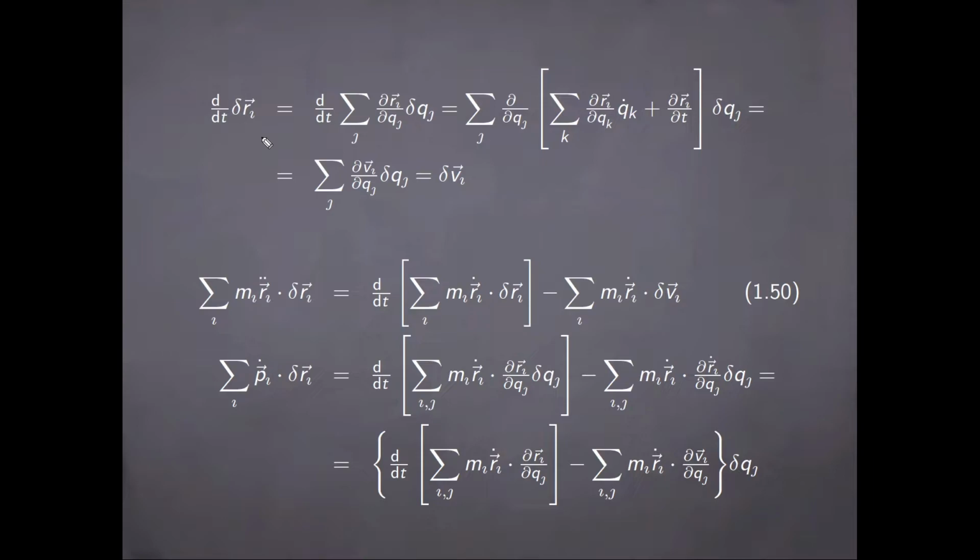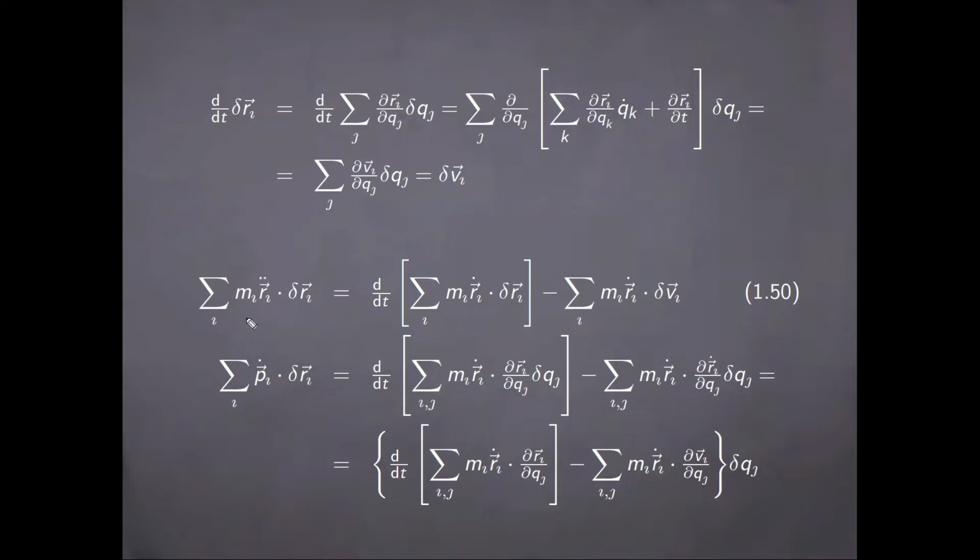This term can be easily evaluated if we recognize that we can interchange the order of the operations here, so we can move the partial derivative with respect to the generalized coordinate to the left and apply the time derivative operator on the radius vector. So what we obtain in the brackets is just the velocity v, and as such the total time derivative of a virtual displacement is simply a virtual displacement of the velocity.